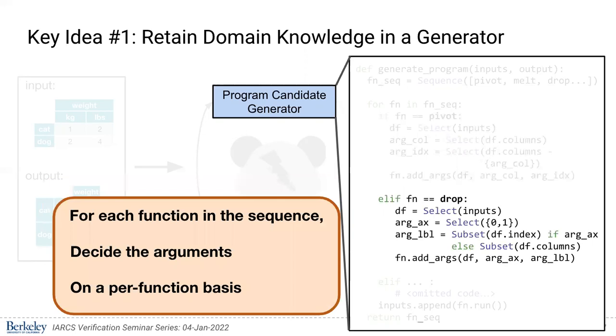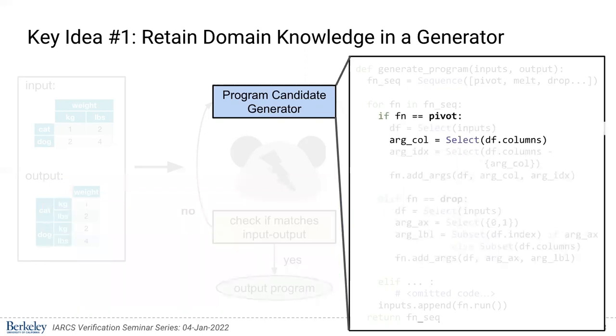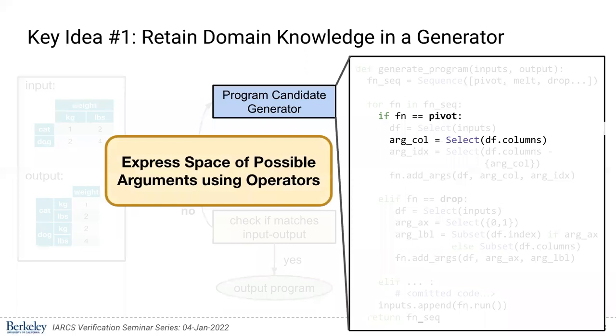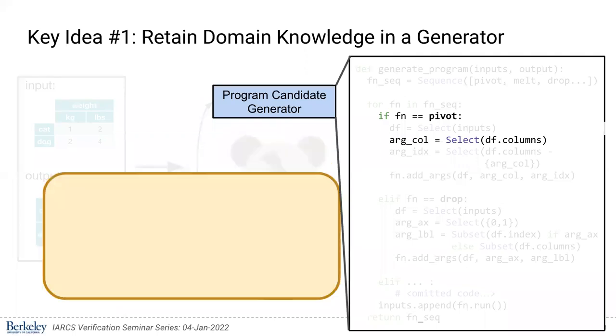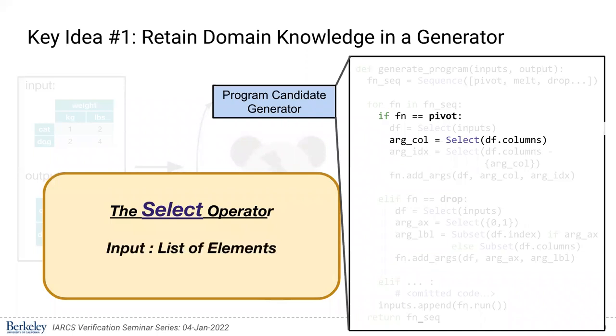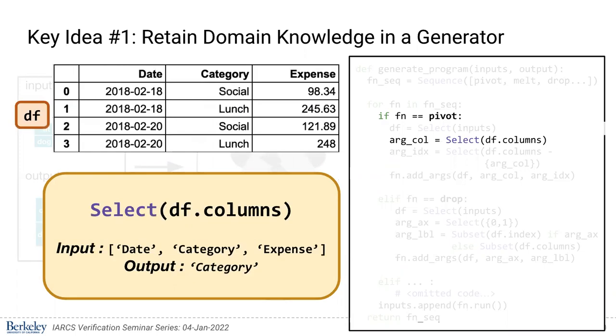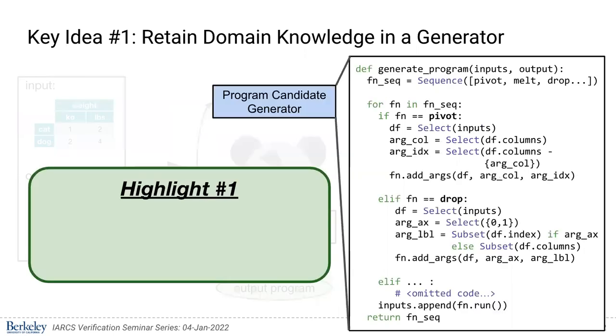For picking the arguments themselves, we can use other operators such as select, which is again provided by us. So we express the space of possible arguments using operators. Here the select operator takes in a list of elements and just outputs any element in it, exactly what the name suggests. So if the input data frame was the one over here and the input to select is df.columns, it's the list of columns: date, category, and expense. So it can output category, it can output expense, it can output date, and so on.